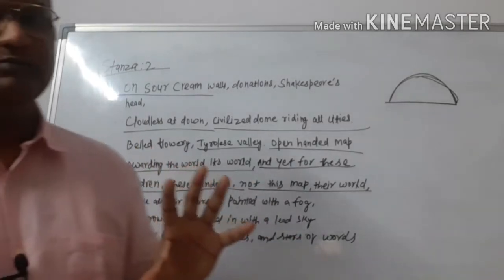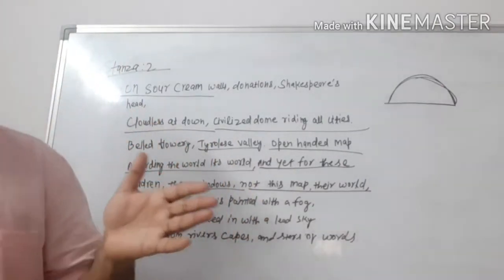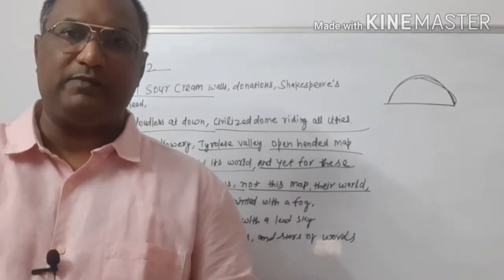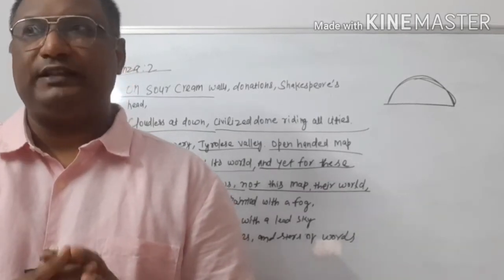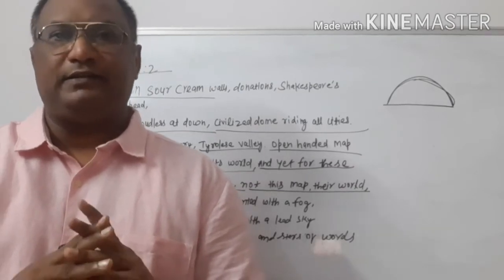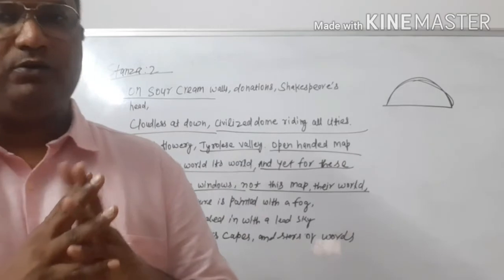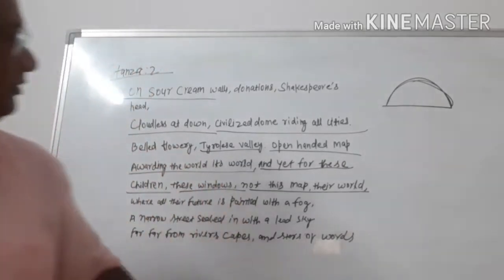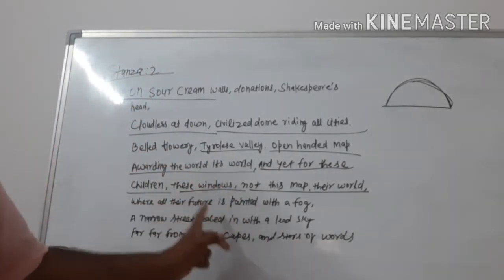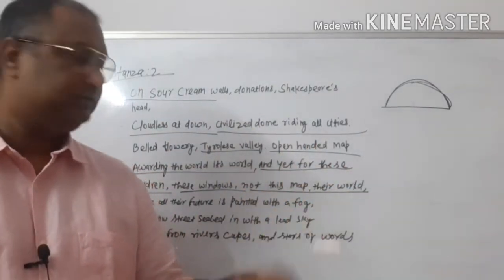And in this slum, their future is printed with fog. Fog is symbolic of what? There is fog, there is no visibility. So we say sometimes his future is very dark. Somebody's future is foggy, means there is no visibility, no hope. So in the same manner, their future is painted with fog, means their future is hopeless.